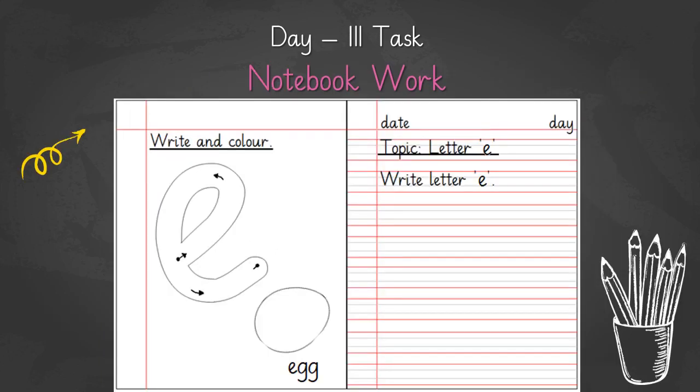This is your day 4 task. This task should be done in your notebook. On the first page, you need to write A as many times as you can in the hollow letter. And you need to color in any picture that begins with the sound A. And on the second page, you need to write A as many times as you can. So best of luck, everyone.